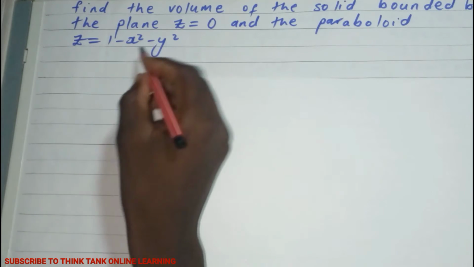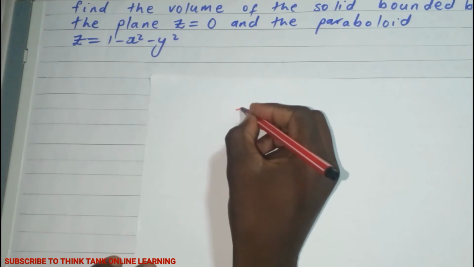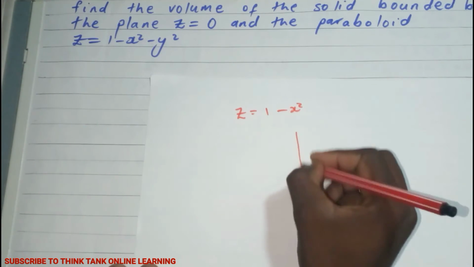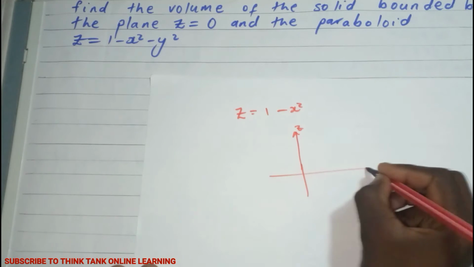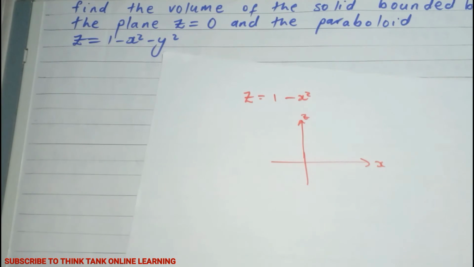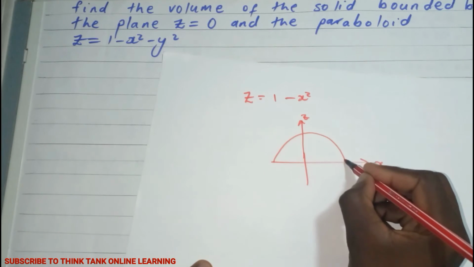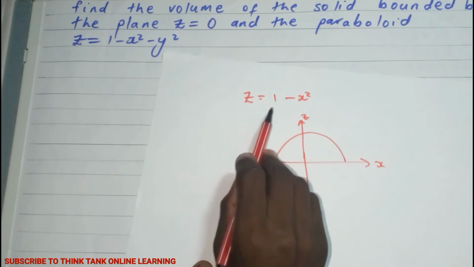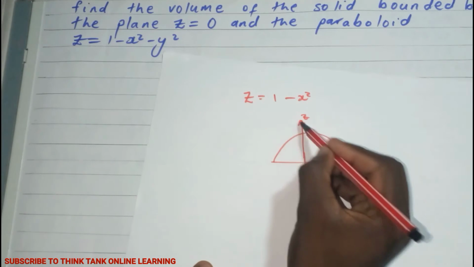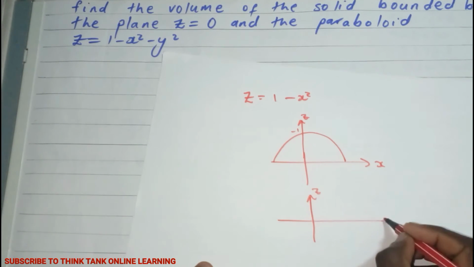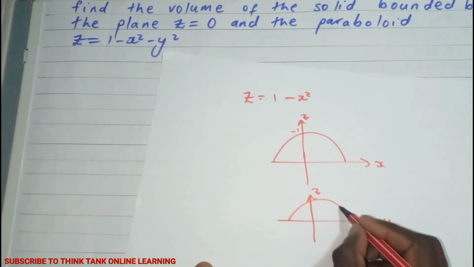So what if we let y be equal to 0? Then we're going to have z equals 1 minus x squared. Let's draw it in the zx plane. You're going to have something that looks like this, and z is going to be your upper limit. Now what about when x equals 0? We're going to have a plane here, the zy plane, and you're going to have something that looks like this.